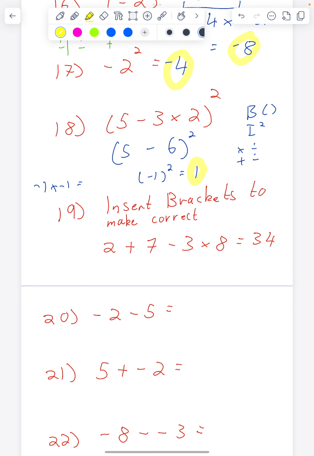Question 19, insert the brackets to make the calculation correct. You could just use a bit of trial and error here, but it is BIDMAS again. Now, where is it going to go? It is going to go to make 34. We'll try this, see if it works.